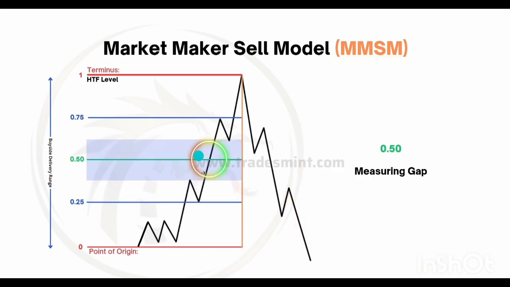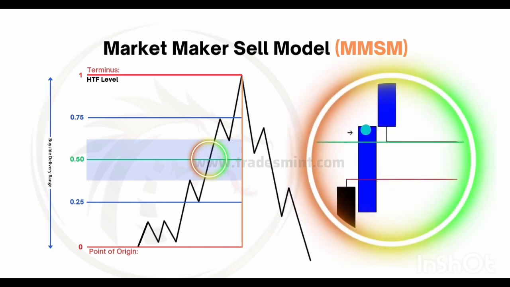At the 50% level, we will generally see a measuring gap. A measuring gap will not be fully filled and is normally a reflection of the halfway point between the origin and the terminus. If we take a fib from our point of origin to the measuring gap and project one deviation higher, we should get the high of the BDR.